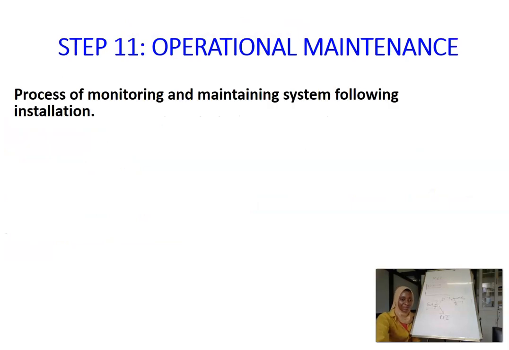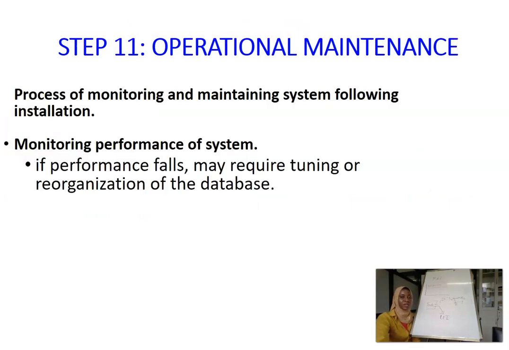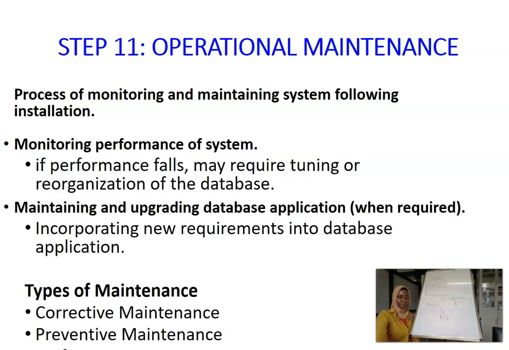Then we go to our last phase, which is operational maintenance. Operational maintenance is the process of monitoring and maintaining the system following installation. That means you have to constantly make sure that the system serves the purpose for which it was designed, and constantly monitor it to make sure that the performance of the system is not compromised. We can also maintain and upgrade the database application, if we deem fit.